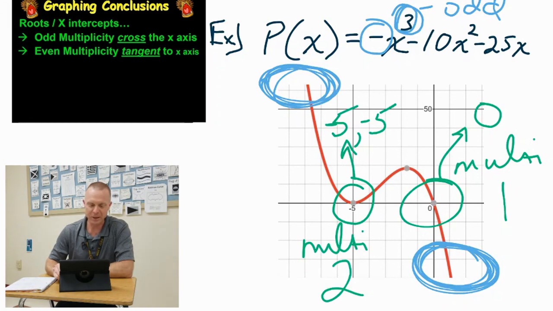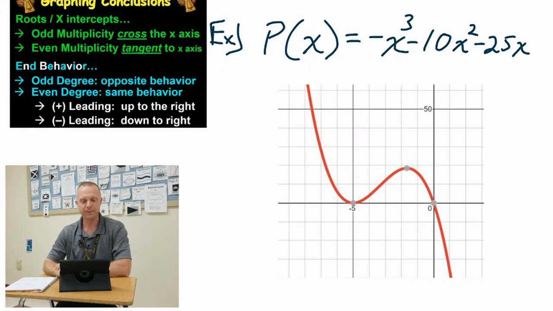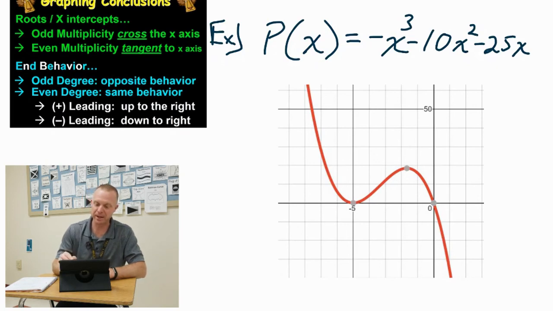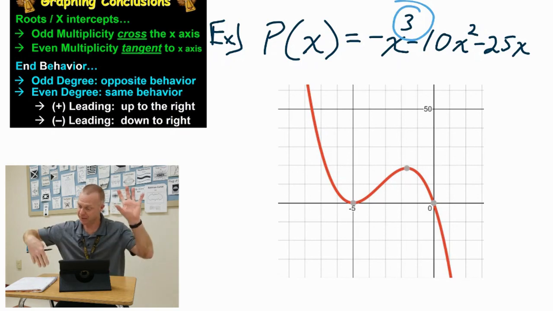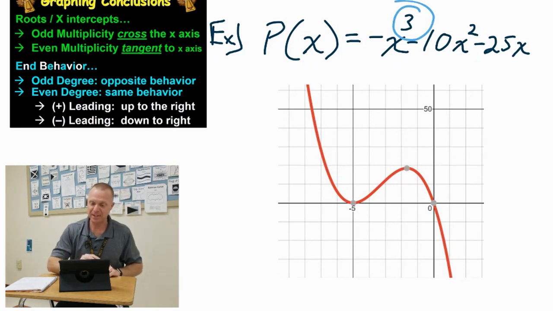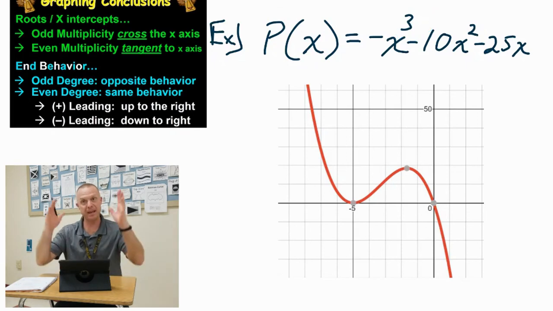First of all, the degree tells you if the end behavior is going to be opposite or the same. So the degree, remember, the degree is the highest exponent. And if the highest exponent's odd, then we have opposite behavior. But if that highest exponent was even, then we would have seen the behavior the same.